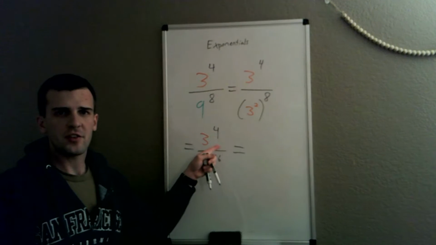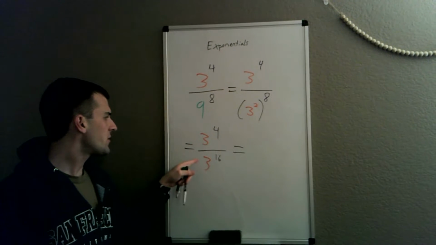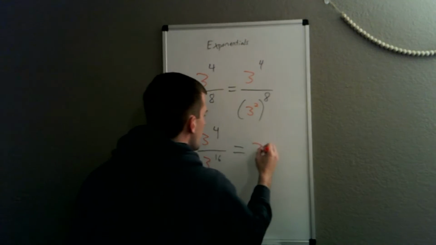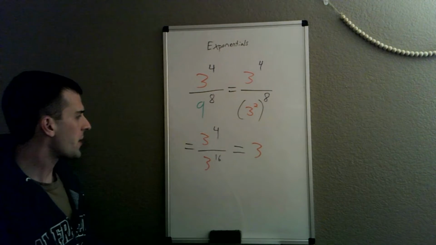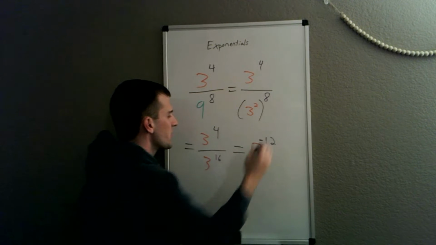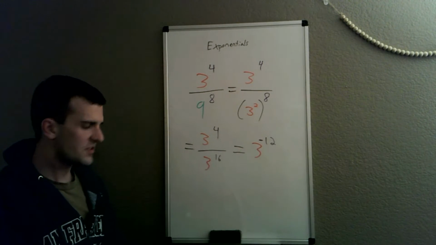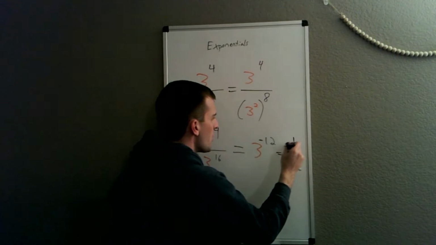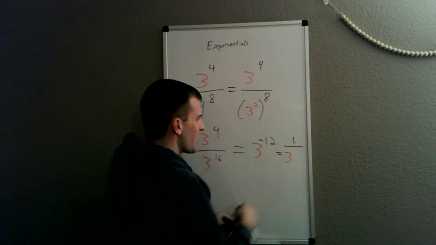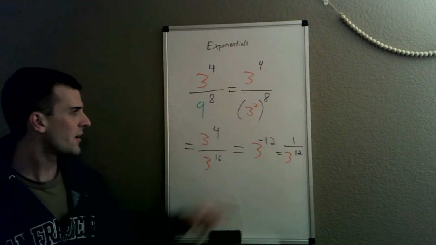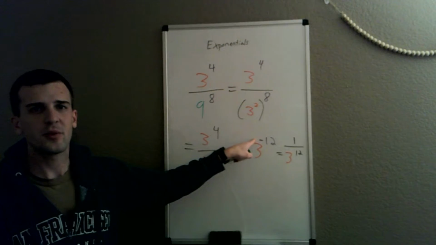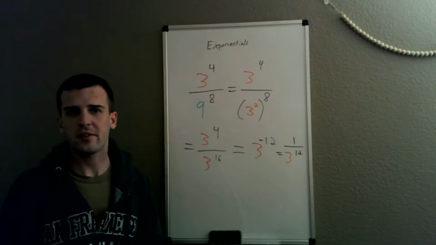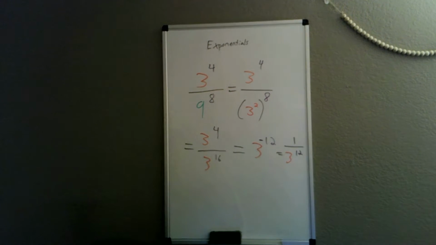Now we can do our last simplification. Like I said before, if you divide two powers from each other, you have to subtract. So here we have 4 minus 16, and we're left with 3 raised to the power of minus 12, which is the same thing as 1 over 3 to the 12. Whenever there's a negative sign in the exponent, it's the same as 1 over 3 to the same exponent without the negative sign.